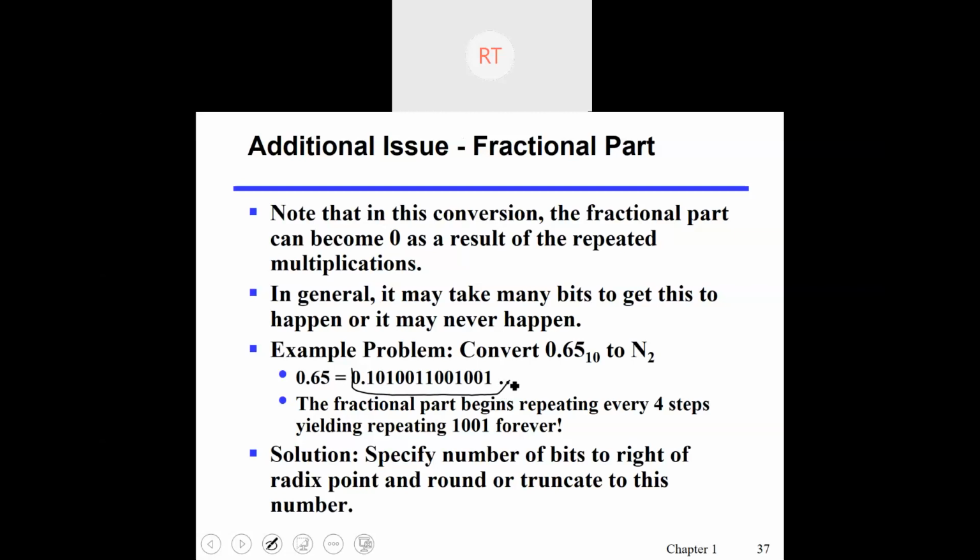You have a fractional part, it begins repeating every 4 steps. So 1 0 1 0 0 1 1 0 0 1 0 0. See, we are getting a repetition forever. So what do you do now? You have to decide to stop after, let's say, 5 decimal places, 4 decimal places, and you truncate the answer. You got the idea? Because sometimes the decimal does not stop, okay? So you have to decide when you want to stop the repeated multiplications, and you truncate your answer.